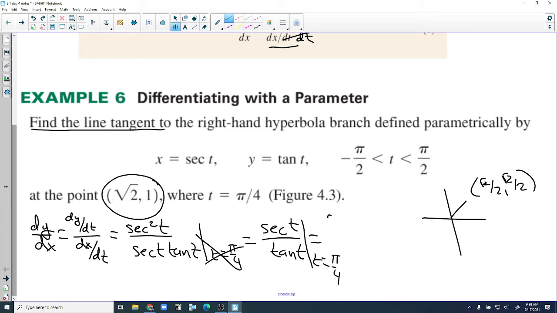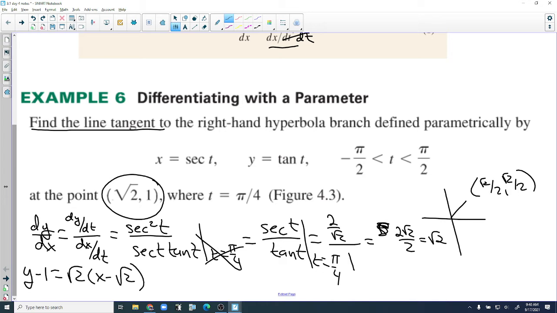Secant of pi over 4 is 2 over square root of 2. It's the reciprocal of cosine. And tangent's 1. With trig functions, we usually rationalize. You wouldn't have to. So it ends up being just square root of 2, by the way. So there's the slope. So the answer is y minus 1 equals square root of 2 times x minus square root of 2. So the only thing really new there is that the derivative is the derivative of y over the derivative of x when they're parametric curves.